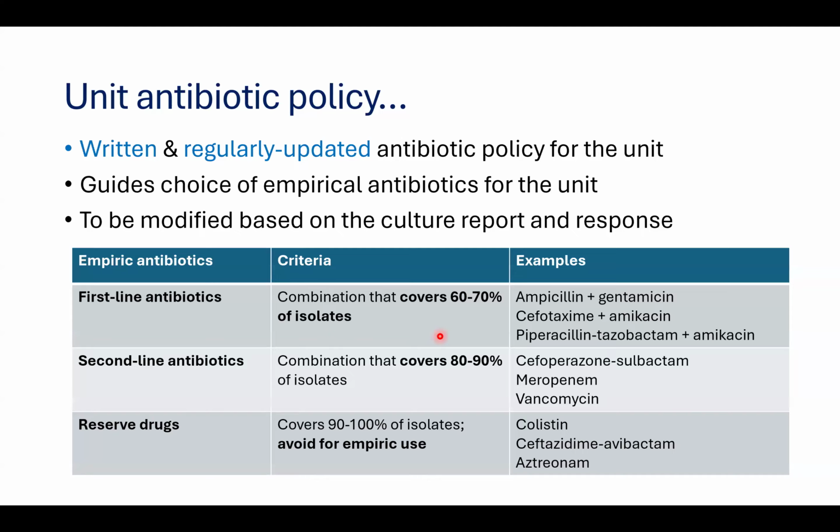So, for example, the first line antibiotics that is recommended globally is ampicillin, gentamicin. But as we saw in the first few slides, in India, around 50 to 88% are already resistant to ampicillin, gentamicin. Then the other options could be cefotaxime, amikacin, or piperacillin, tazobactam, amikacin. So for example, at AIMS right now, for our babies, piperacillin, tazobactam, amikacin is our first choice of antibiotics.